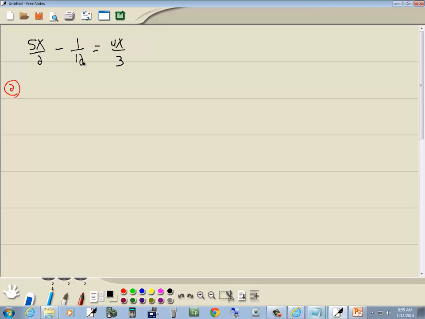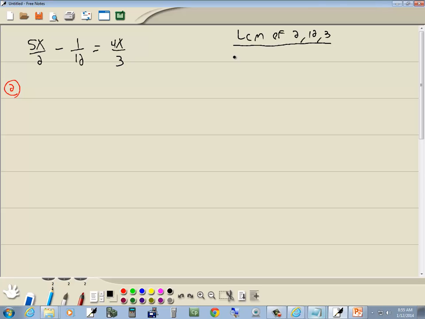Well, I got 2, 12, and 3. Our LCM would be 12. So multiply everything by 12. But if you're wondering, how do you find the LCM of those? If I look at the LCM of 2, 12, and 3, there's different ways of doing this. I'm going to show you the method that works all the time.